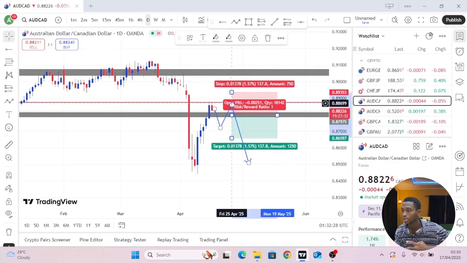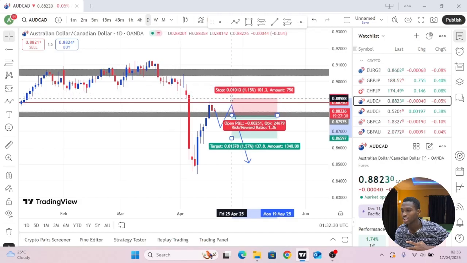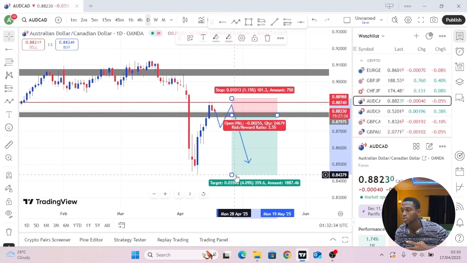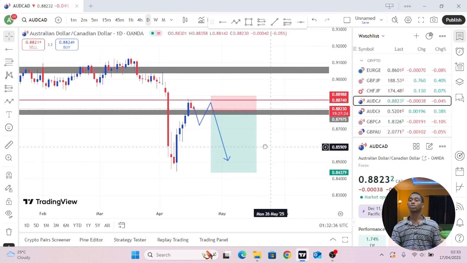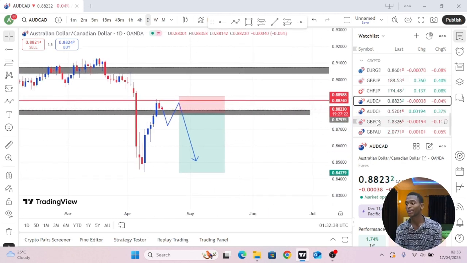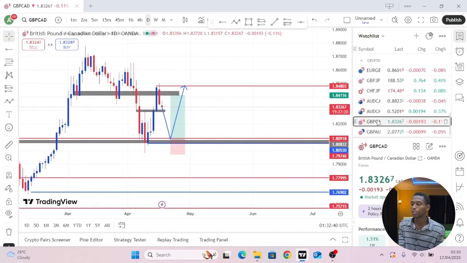We're going to keep this here and just keep this a little bit above here, and then we're going to take this all the way down. So this is a 1:3 risk to reward. From AUD/CAD, we're expecting sells. From GBP/CAD, we're expecting buys. So we can see that the market structure is different for both of them.